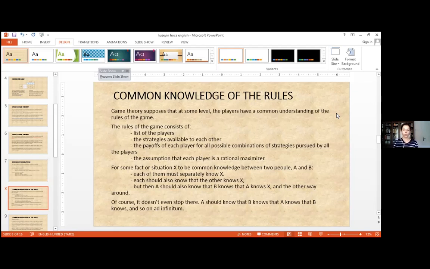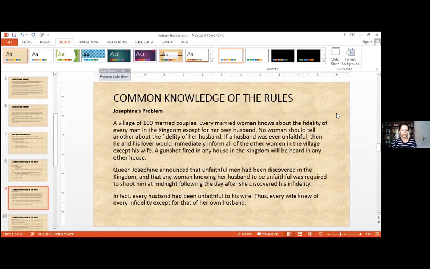So common knowledge tells us that there's a fact in situation X, and for it to be common knowledge between people A and B, each of them must separately know the situation X, and each of them should also know that the other knows about X, because otherwise the other can exploit the situation for their own benefit. But then A should also know that B knows that X, and the other way around, and it goes to infinity. We can give an example of common knowledge with a well-known fable called Josephine's problem.